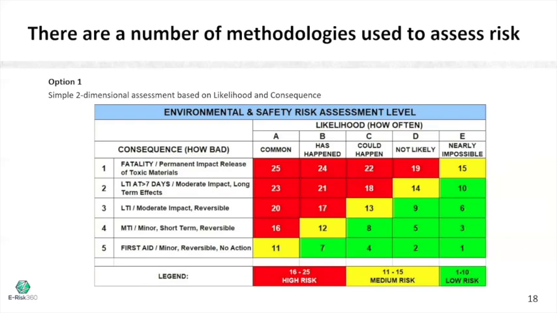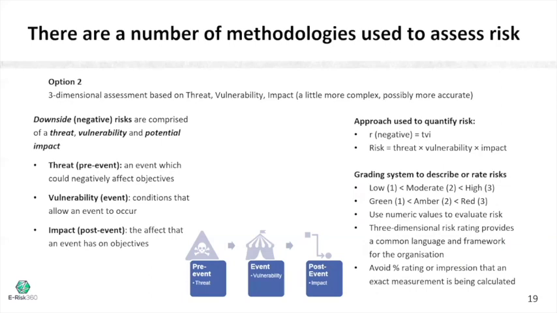So this is one particular option, and it's a fairly simple 2-dimensional assessment. So 2-dimensional meaning it's just based on likelihood and consequence. Another method here to evaluate risk is a 3-dimensional assessment. It's based on threat, vulnerability, and impact. It's a little bit more complex, but it's possibly more accurate because there's 3 dimensions to measuring risk. And it's just another assessment methodology. Which method you choose is purely dependent on what the organization feels most comfortable with.